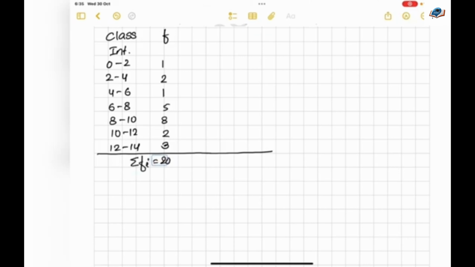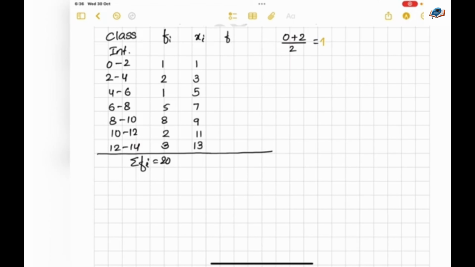So 20. Now the problem is I don't know xi. So to find xi, I will be adding both the limits, lower limit and upper limit, and divide by 2. So 0 plus 2, divided by 2. Answer will be 1. Same way, here I will have 2 plus 4, 6, divide by 2, 3, 5, 7, 9, 11, and 13.